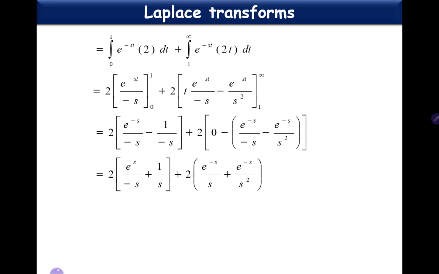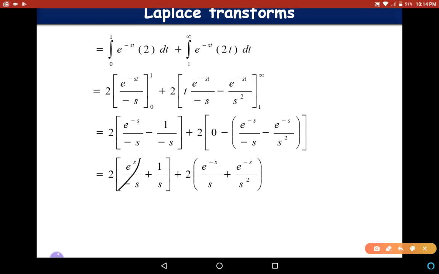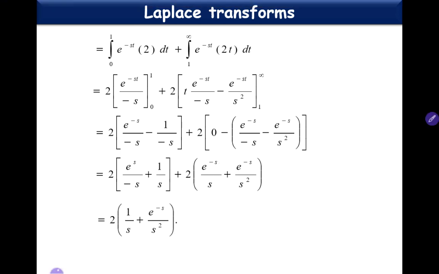That gives 2 times e power minus s by minus s plus 1 by s, plus 2 into e power minus s by s plus e power minus s by s square. And here e power minus s by s plus e power minus s by s gets cancelled and we remain with 2 into 1 by s plus e power minus s by s square. This is the Laplace transform of f of t, where f of t is mod t minus 1 plus mod t plus 1.